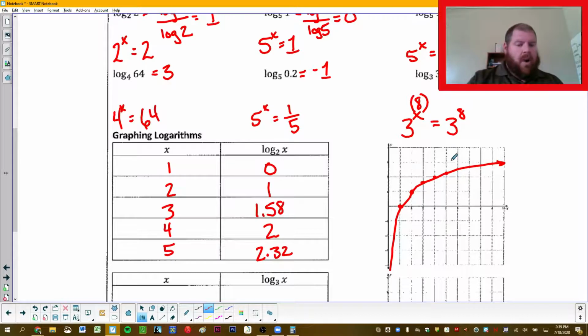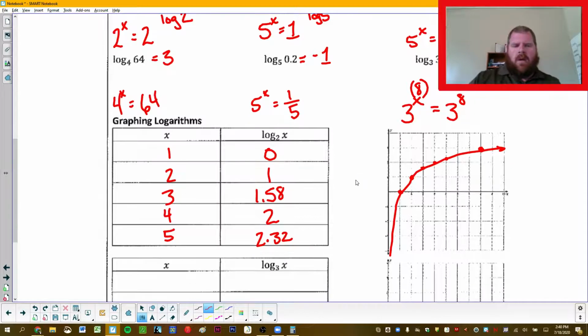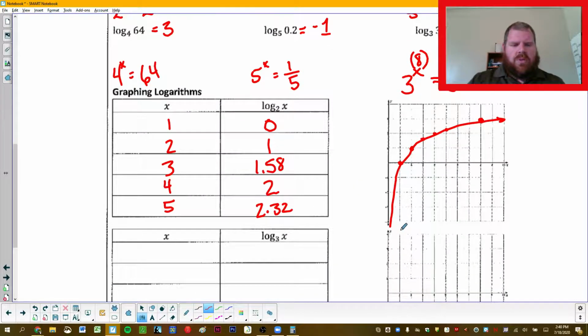Okay, and it takes a while to get to 3, where this would equal 3 is at 8. 6, 7, 8. So it should be at 3 right there, because 2 to the third power is 8. Okay, so this one starts really low, and the closer and closer I get to 0, the bigger negative number I get here.